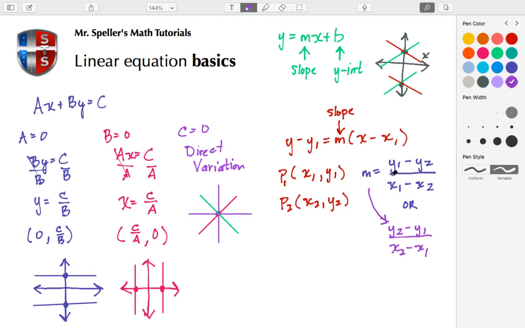And then all we have to do is make a basic substitution, and that would give us the equation in point slope format. All right, well, this sums up this tutorial.